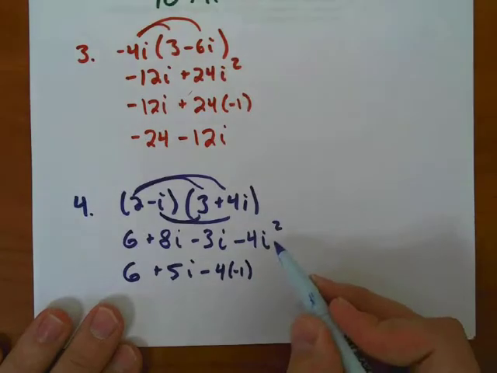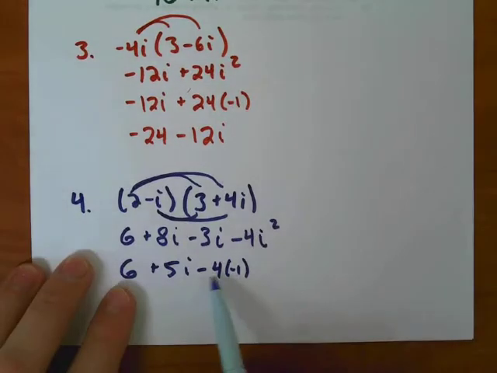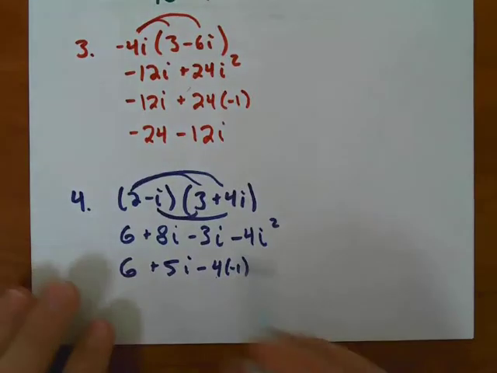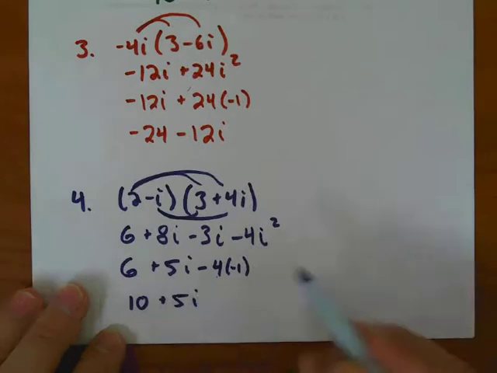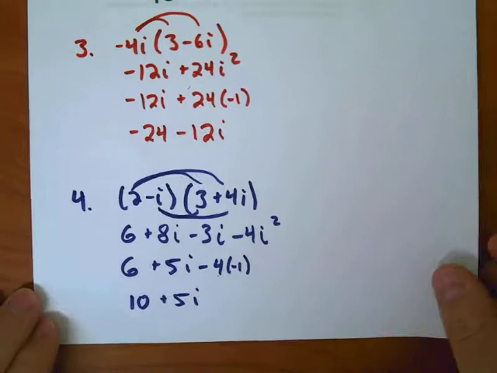And again, I changed i squared to -1. This becomes a -4 times a -1, a +4. And we can add it to 6. So that's 10 plus 5i. And again, it's written with its real part first and its imaginary part second. And so there were a couple of addition, subtraction, and multiplication problems.